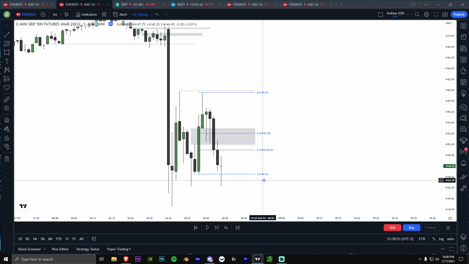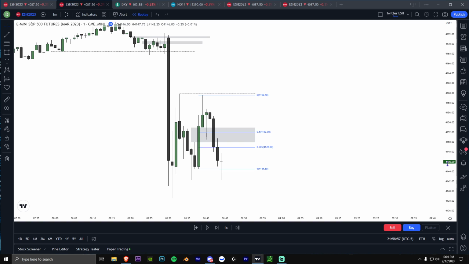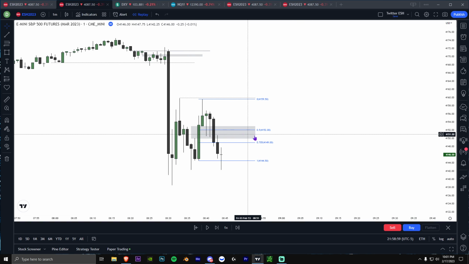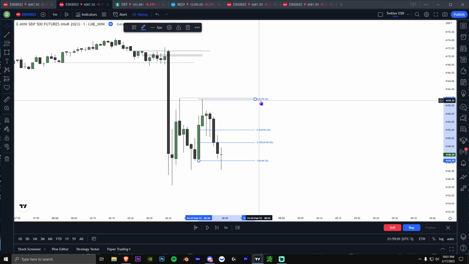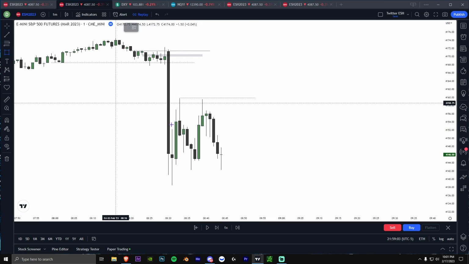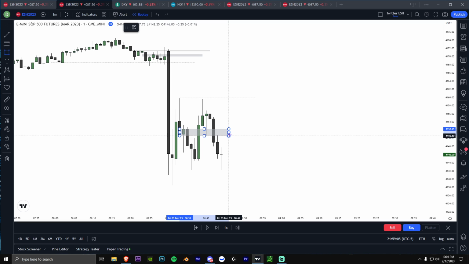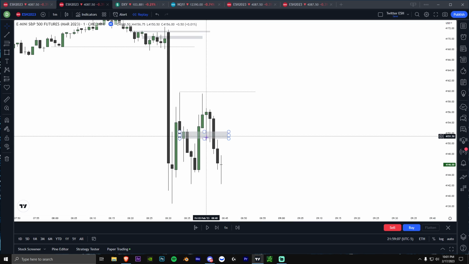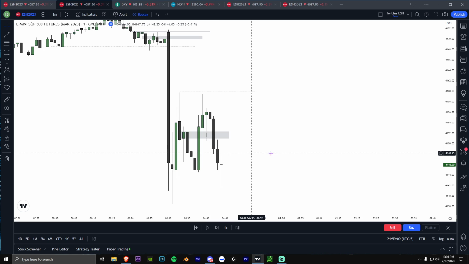Yeah, that's definitely something I would have probably longed. And I know there's no market structure shift or no obvious break of structure, but yeah, I probably would have, to be honest. But it was a mitigation block right here. It's a fair value gap. I probably would have longed that with like a 3-point stop. See what would happen.